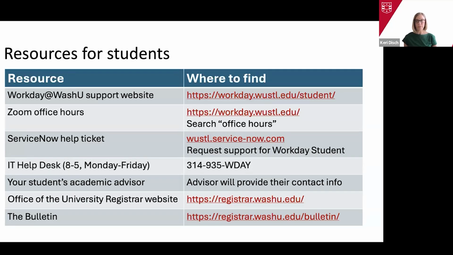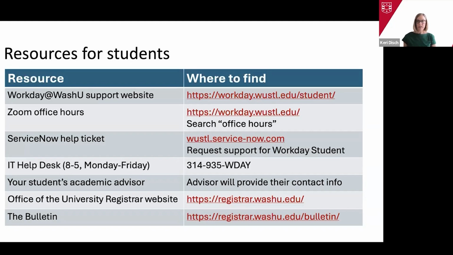Beyond using the system, students' academic advisor is a wonderful first point of contact for anything related to their coursework or academic planning. Academic advisors can be really helpful in lots of other ways as well. And the Office of the University Registrar website, my office's website at registrar.washu.edu, has a lot of helpful information about academic policies and procedures, especially registration, dates and deadlines, the academic calendar, and FERPA, which we discussed before.